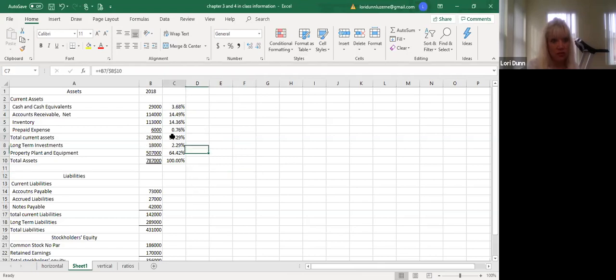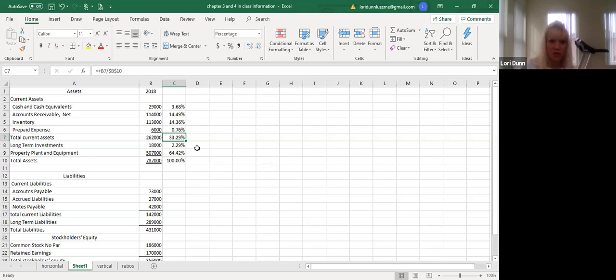So now you can see current assets are 33.33% of all assets. Property, plant, and equipment are about 65%. And we have a little bit in long-term investments. So percentage-wise, it's giving us our asset breakdown. We want to compare that to what was our asset breakdown last year? What does our competition do? And maybe make some assessments on that.